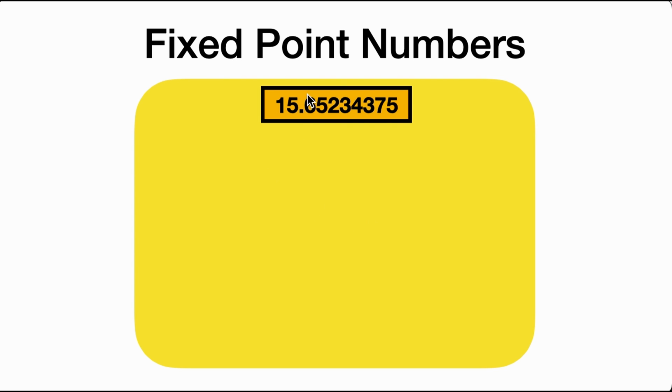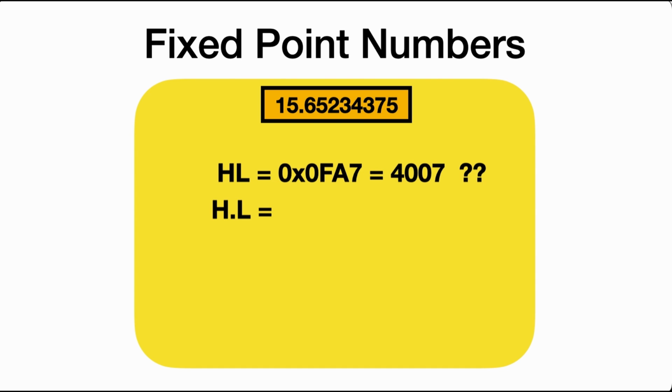Well, again, we're going to use the same fraction of a number that we want to use, 15.65234375. Would you believe me if I can represent this number up here with just 0FA7? But if I convert this to decimal, it comes down to 4007. So that's not correct. But it's how we view HL. If we view it in a slightly different way, let's say we do H.L. That brings our number to 0F.A7. So we can use the H part as the integer and L part as the fraction.